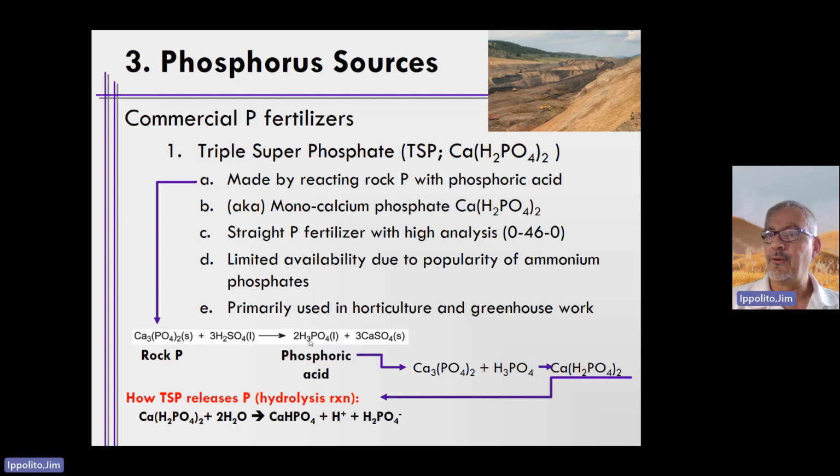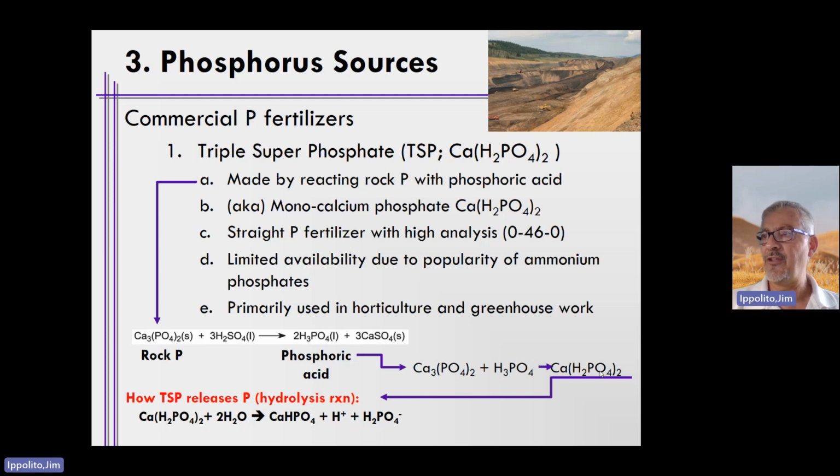But how do we make monocalcium phosphate or triple superphosphate? We take the phosphoric acid and we react rock phosphate, but in this case with phosphoric acid. Interesting. We take a product that was created by reacting rock phosphate with something, and we use that product, in this case phosphoric acid, to react with rock phosphate. And when we do this, we form triple superphosphate. That's what is presented here on the far right.